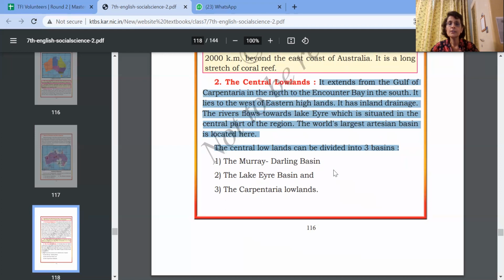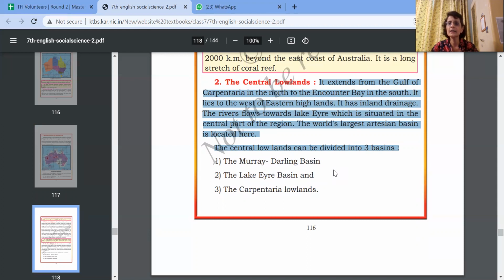So the rivers flow towards Lake Eyre, which is situated in the central part of the region. Lake Eyre is most probably the biggest lake that Australia has. A lot of rivers are coming from higher lands and flowing into the central part, and they all flow into Lake Eyre. Now, the second thing you have to remember is that the world's largest artesian basin is also located here.